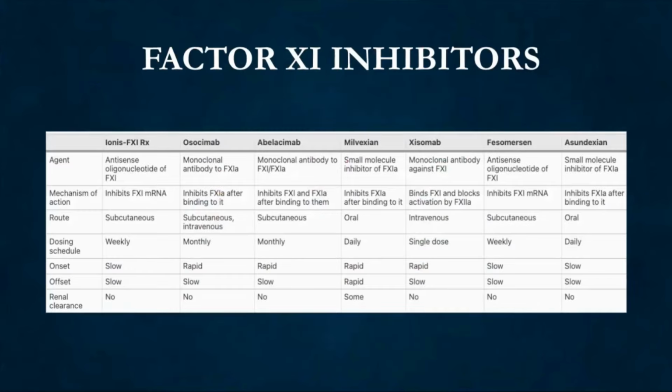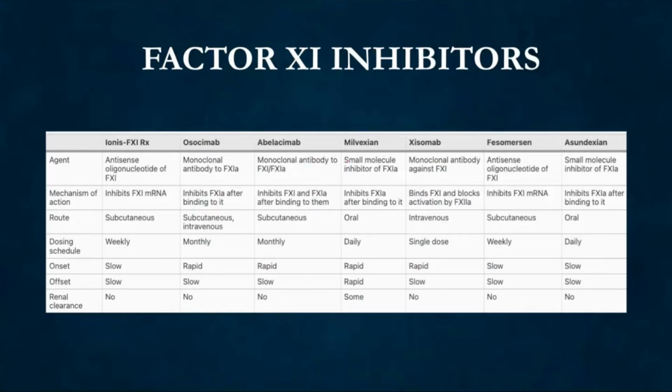So the antisense oligonucleotide of factor 11 is called Ionis factor 11. And the monoclonal antibodies are osocimab and abelacimab, and milvexian is a small molecule inhibitor. And fesomersen is an antisense oligonucleotide of factor 11. And asundexian is also a small molecule inhibitor of factor 11.